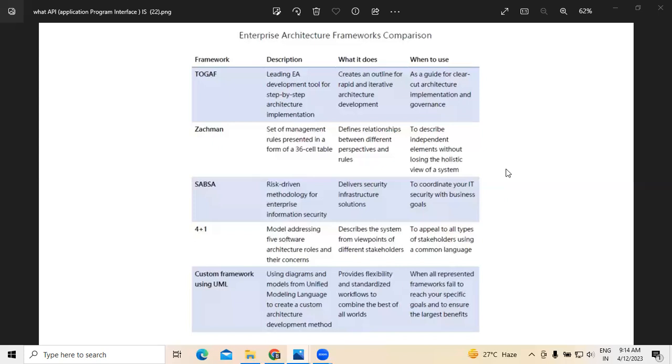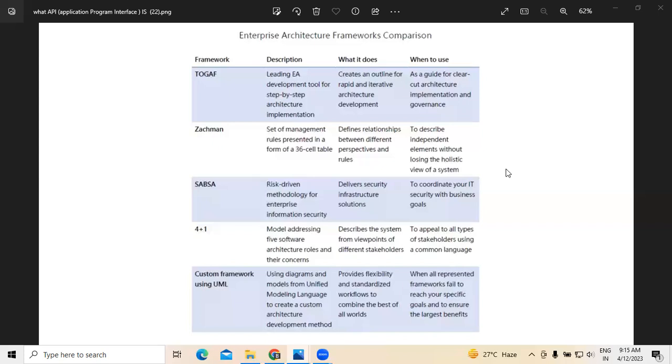The next comparison is about when to use these, because the description was discussed so far in reference to the comparisons. What each does was discussed equally. When to use TOGAF is what we need to know: it is a clear-cut architecture implementation as well as governance of the process, widely used at enterprise level. TOGAF, in detail, stands for The Open Group Architecture Framework. So this is how generally it is used.